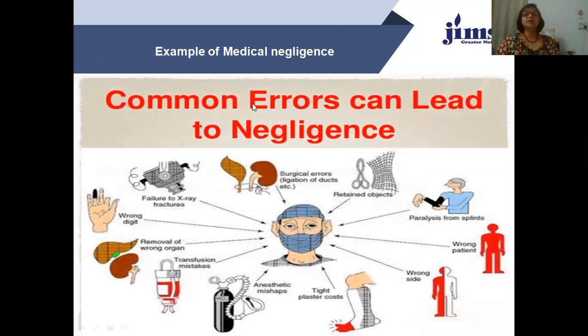You can see the common errors that lead to negligence. We see surgical errors, retained objects in the body, paralysis from anesthesia, wrong patient. See the number of errors which lead to negligence in the medical profession.